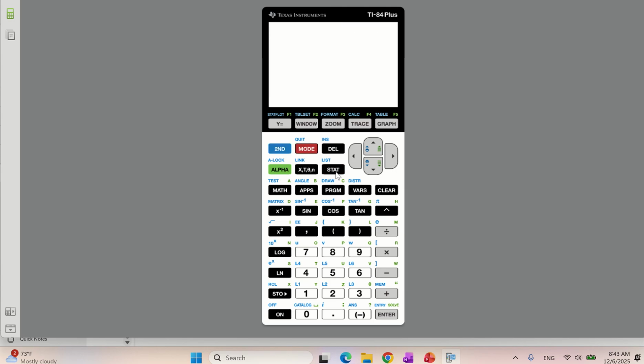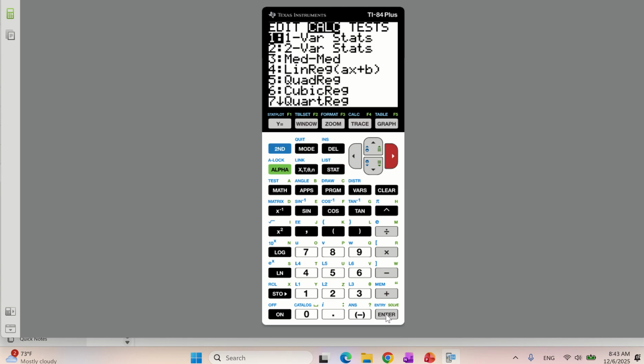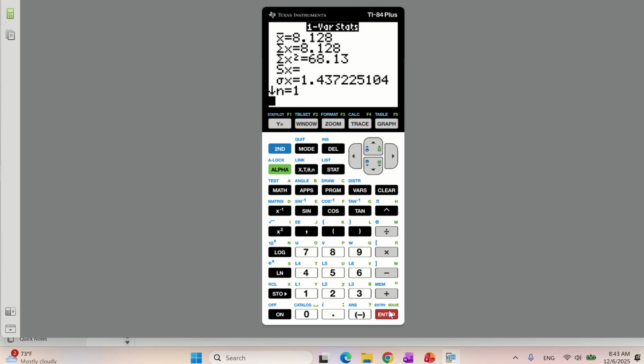All right, oops, let me go back to that. Sorry about that. And then you're going to go to calculate. Now, when we calculate this, the sigma x is right here. So this is for the APGAR score. This is not for Pete's Jeeps. But this is how you would find it. Remember, we had 8.128 for the APGAR score, the mean, okay?